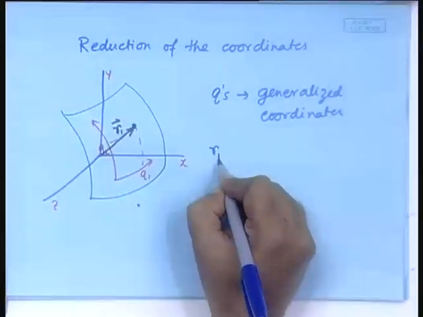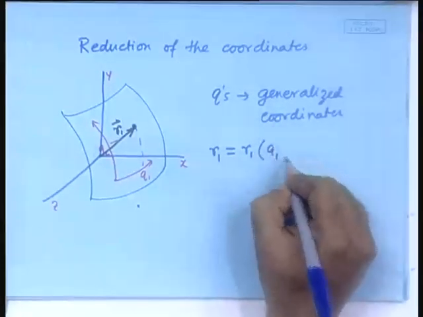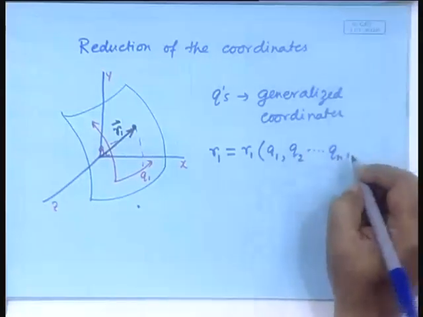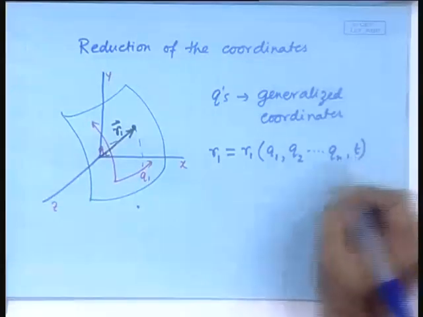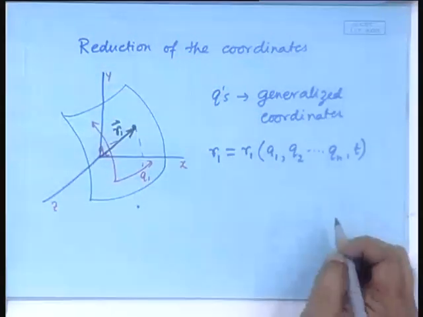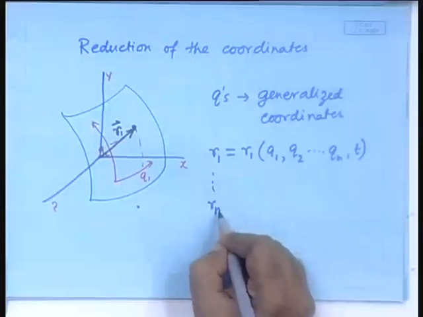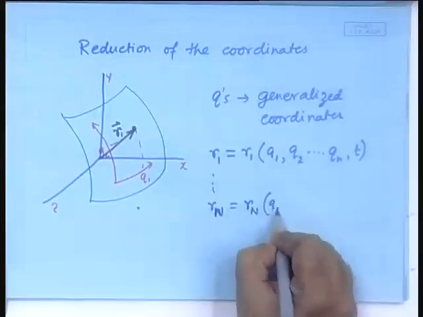And that can be easily done, because we can say r1 is equal to r1 of the new set of coordinates q1, q2, qn, and maybe time. It might also depend on time, because the surface itself might depend on time. Similarly, that will go to rN, capital N, of q1.